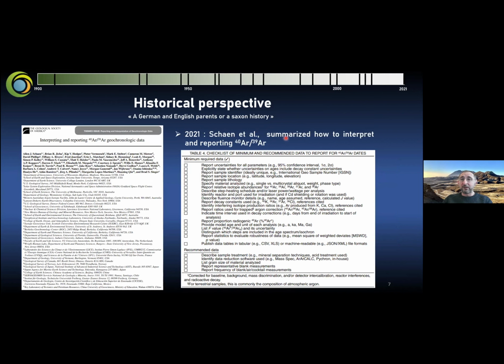Finally, the last paper that I would like to highlight is in 2021. 35 authors coming from all around the world agreed on a way to interpret and report argon-argon data. That was last year. So you could imagine how many things have been published since and until, and that have problems, and it could cause problems to people that are not aware of things that should be reported in articles.